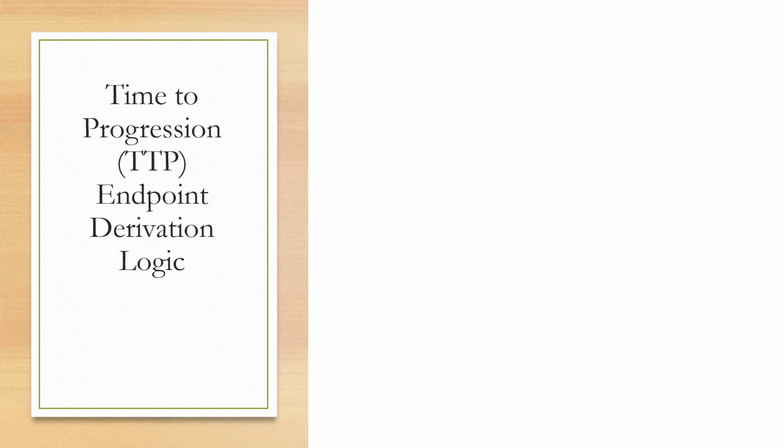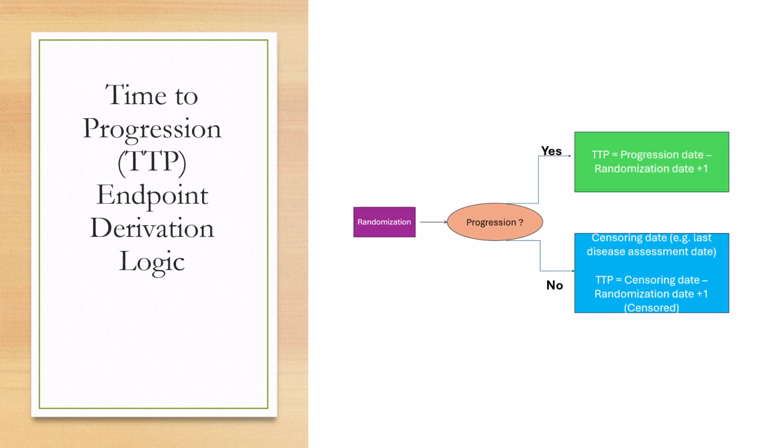The next endpoint is the time to progression endpoint. So now let's talk about its derivation logic. The time to progression is a crucial endpoint in oncology clinical trials used to measure the time from randomization or the start of treatment until the disease progresses. The disease progression typically refers to an increase in tumor size or the appearance of new lesions based on radiological assessment, but it can also include clinical progression.